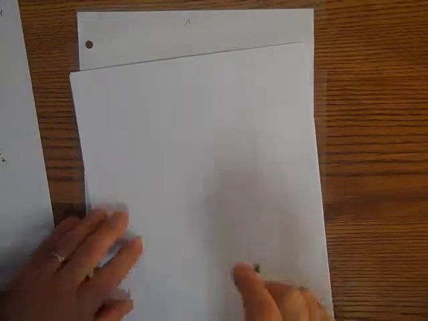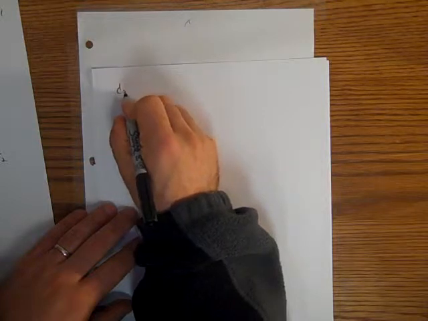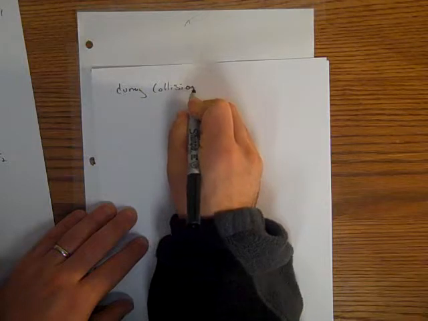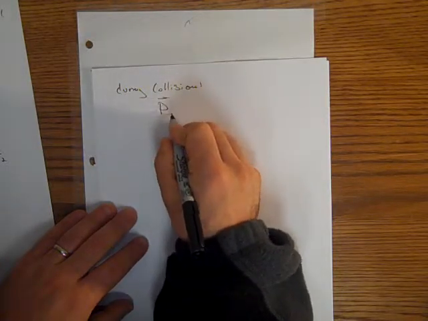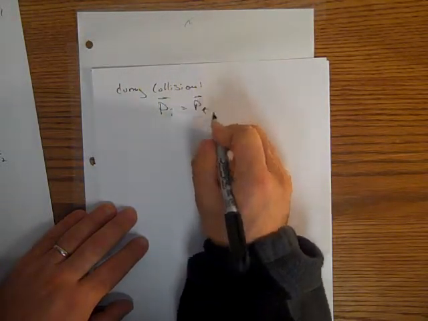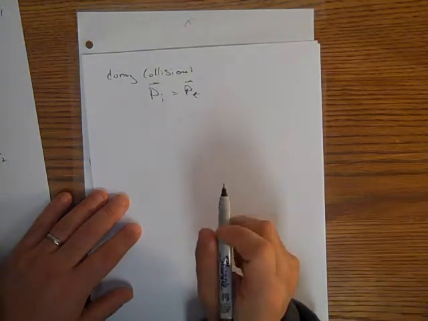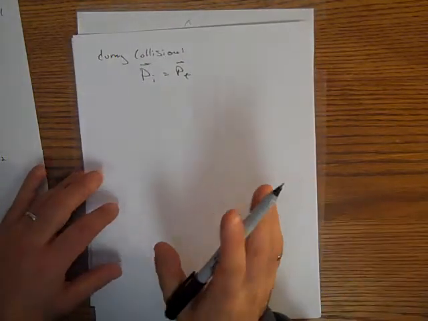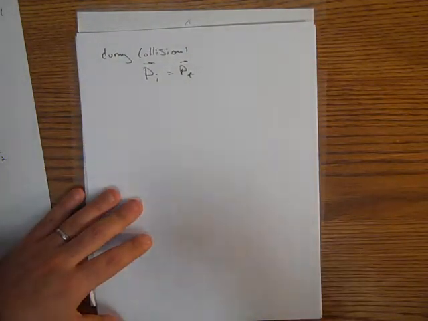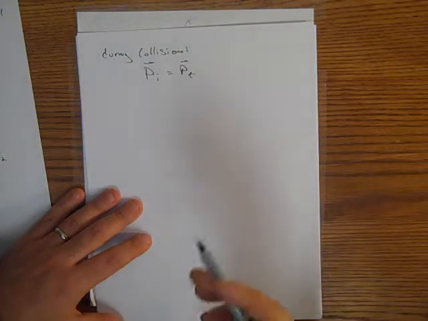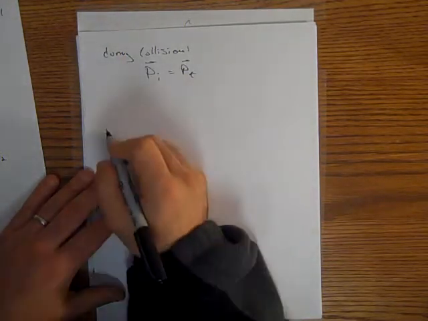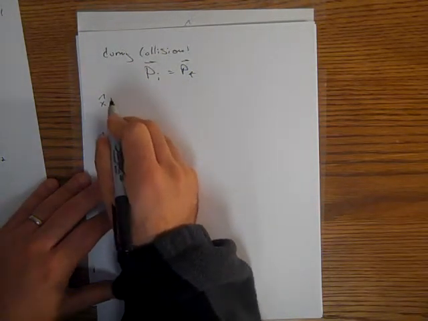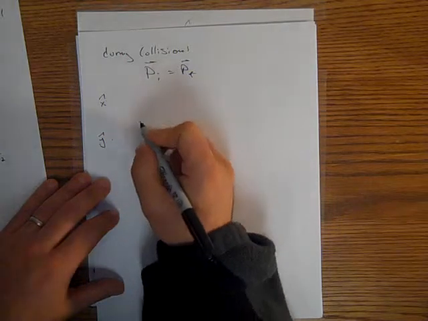But during the collision, momentum is conserved. So now we're going to look at the collision: P initial is equal to P final. This is the total momentum, and that's an important thing to remember: when we talk about momentum conservation, we're talking about the sum of the momenta. I'm going to break this down into the x direction and the y direction, since momentum is a vector.